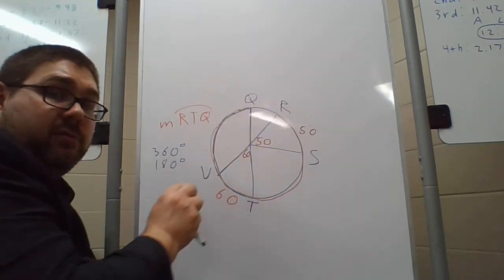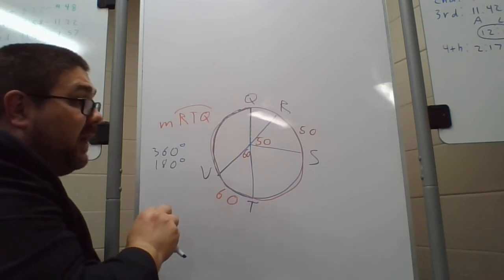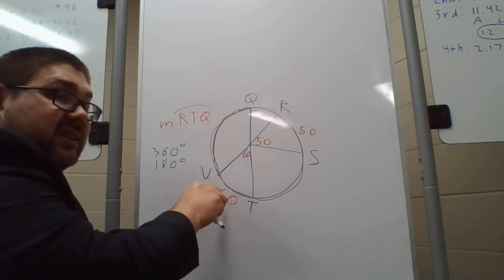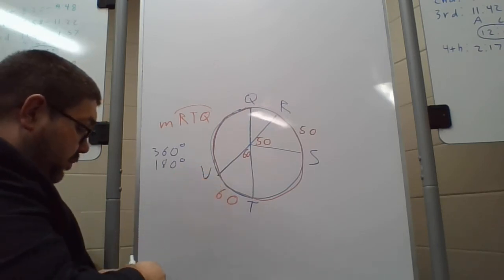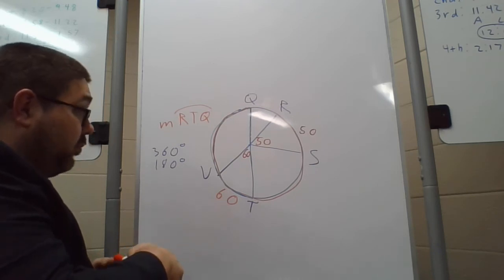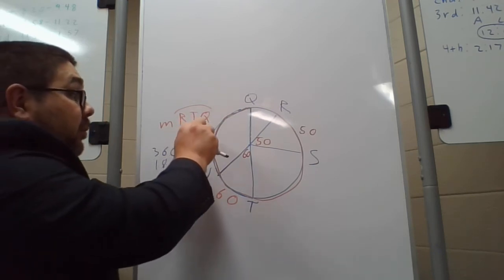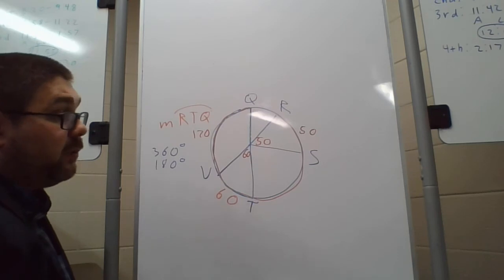This area is 180. What's 180 minus 60? It's 120. Okay?